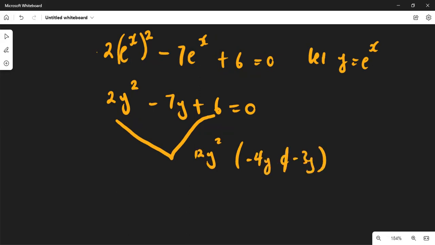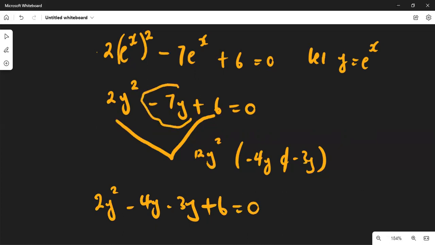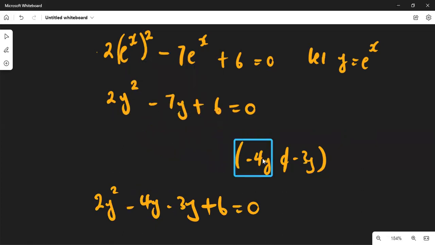So we can substitute these two in place of minus 7y. That's going to be 2y squared minus 4y minus 3y plus 6, which is equal to 0. So you're simply substituting into the middle term in place of your 7y, just like that. I think this part we are actually used to.